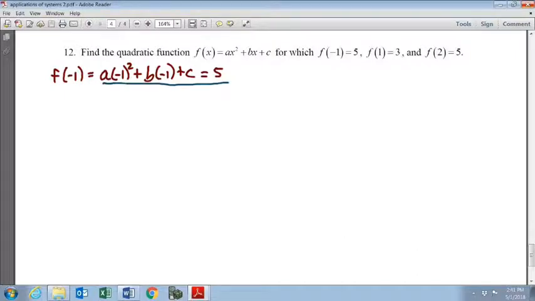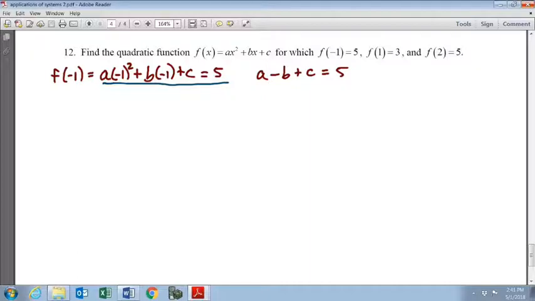Well, look at what I've underlined here. Negative 1 squared, that's just 1 times a. We're going to get a there. And b times negative 1 will be minus b. So this results in this equation here. A minus b plus c is equal to 5.